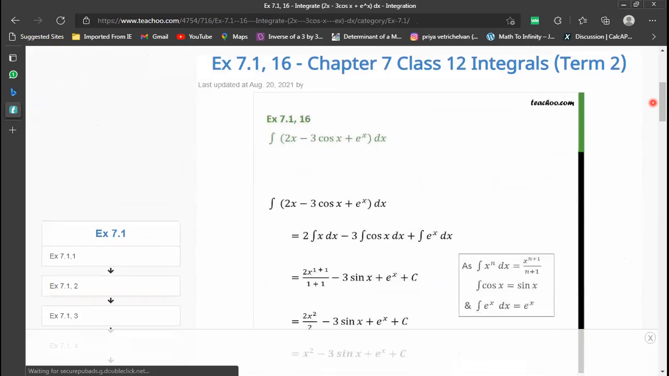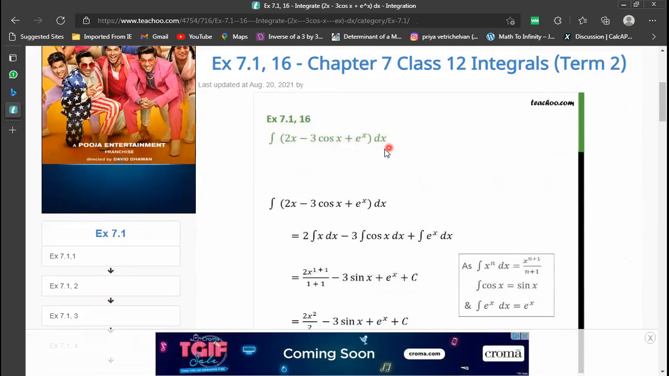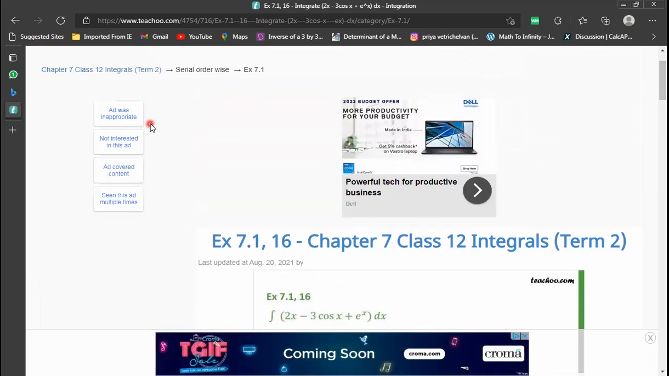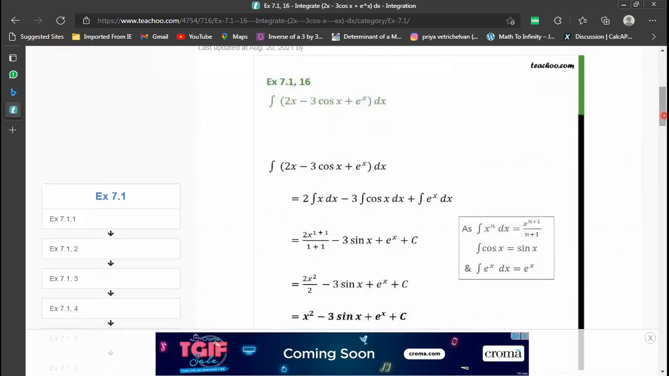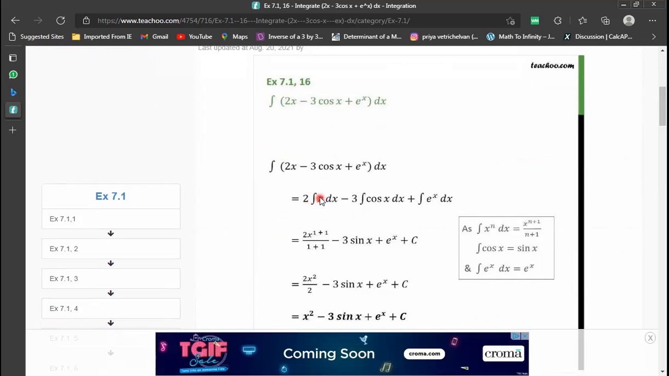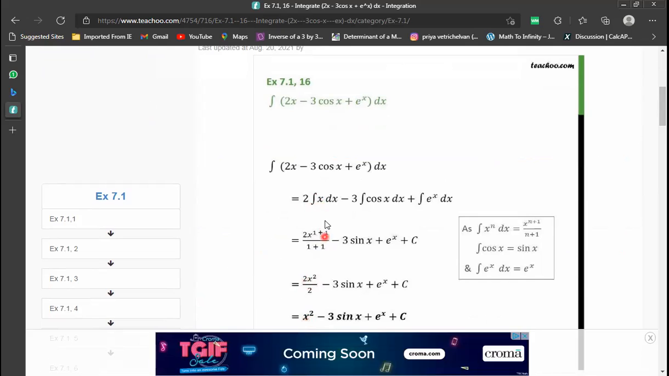Here they are using trigonometric ratios also. So it's integral of 2x minus 3 cos x plus e power x dx. And the integration of 2x: it's 2 into x, isn't it? So just keep the 2 as it is, and x will turn into x square by 2. This 2 and this 2 will cancel each other out, and you'll be left with x square.